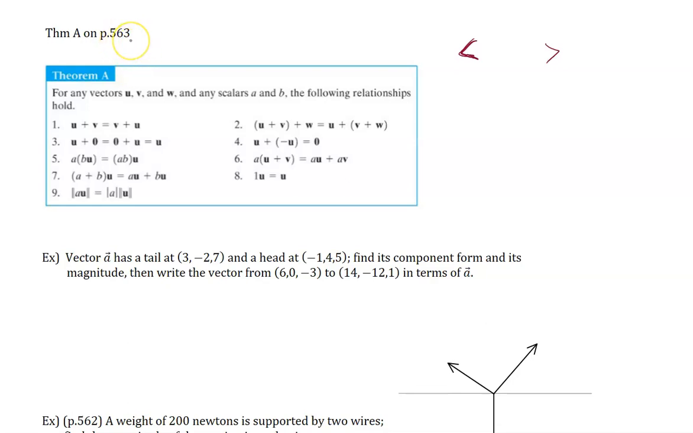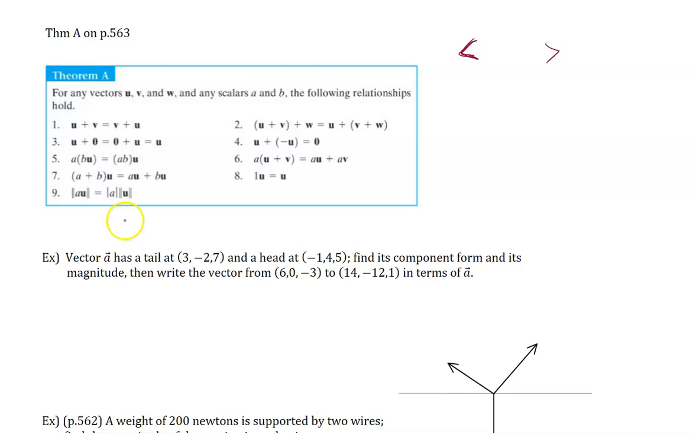Theorem A is from page 563, and has some properties about vectors and scalars. So anything that is italicized here, these variables like A and B, those are scalars, meaning just a coefficient, basically, is how you can think of that. And then anything that is bold is a vector. So read through this, make sure you understand this.